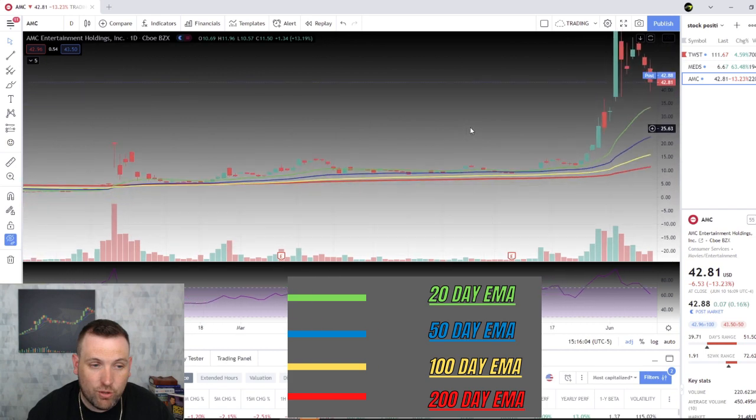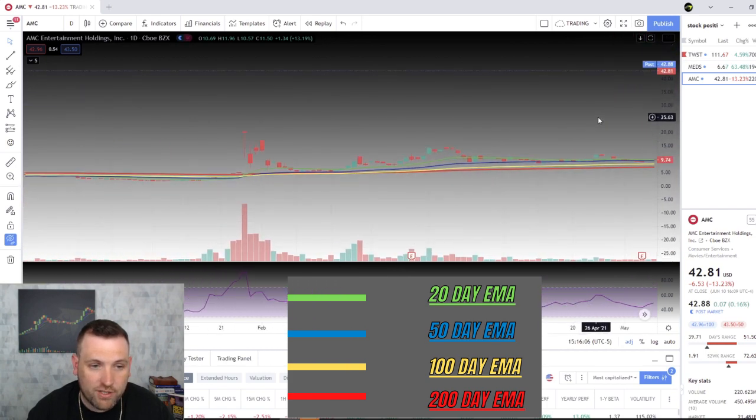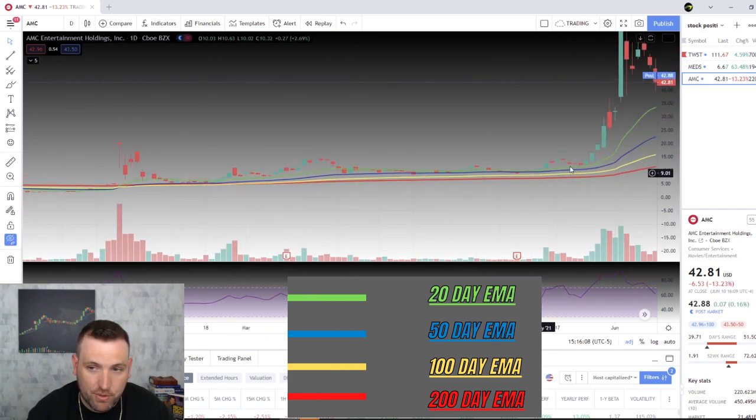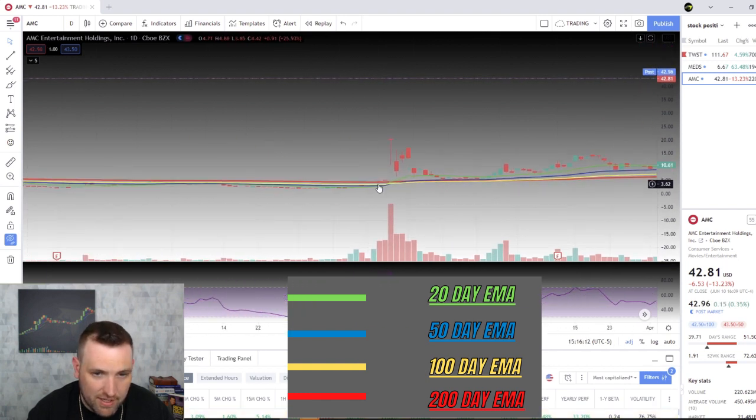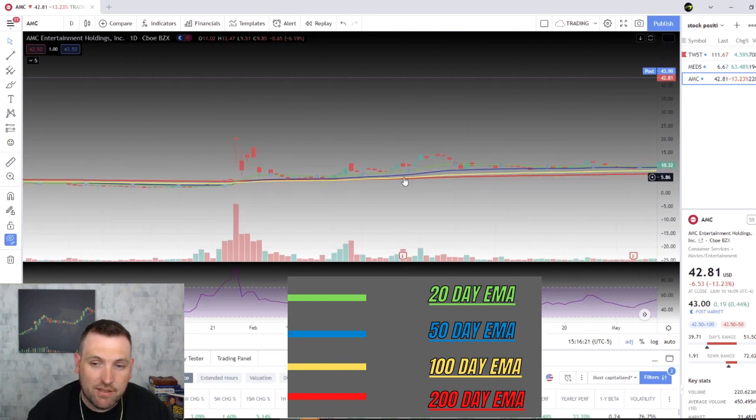But the entries we want to look for are the crossovers. So you can see this 20-day was above all of these EMAs back here until right here. And right there you can see that the 20 crossed over the other three EMAs. And when it did, it made this bullish.